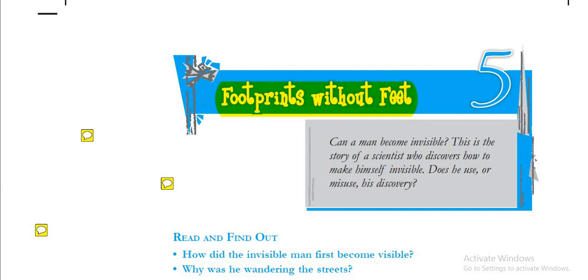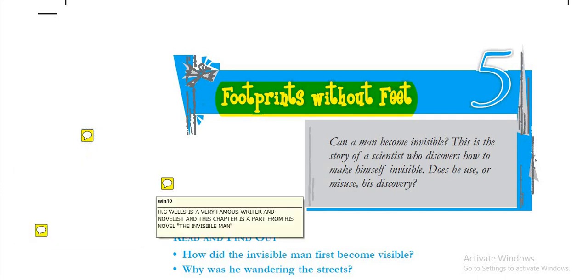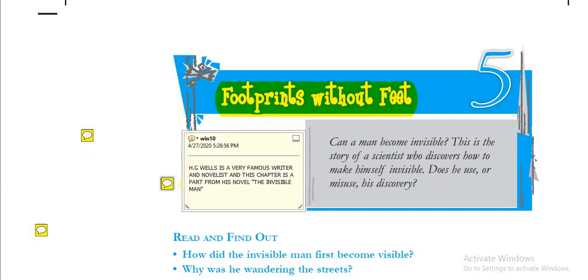So friends, this chapter is written by H.G. Wells. First let us know something about the writer. H.G. Wells is a very famous writer and novelist, and this chapter is a part from his novel The Invisible Man. That means that chapter number 5, Footprints Without Feet, is a part of his novel The Invisible Man.